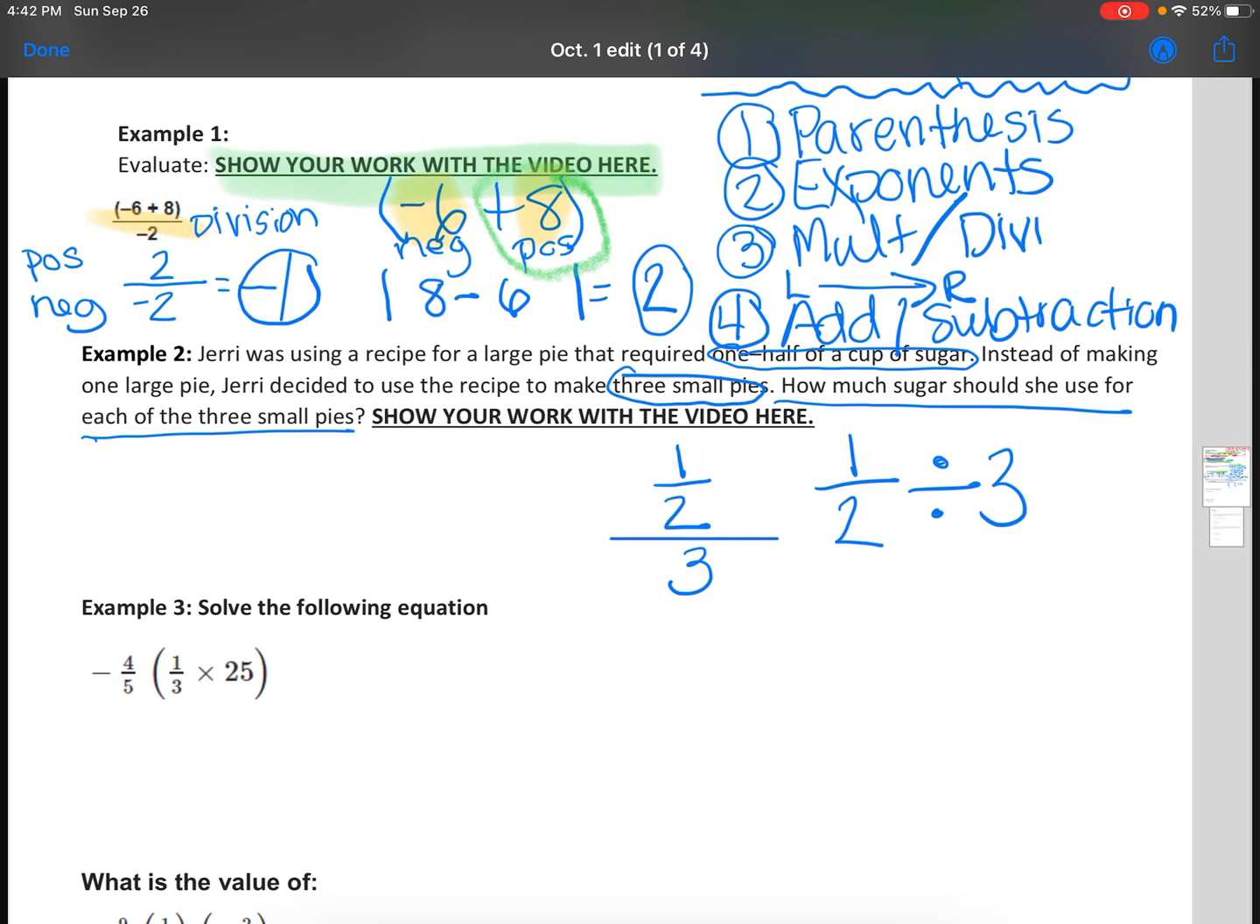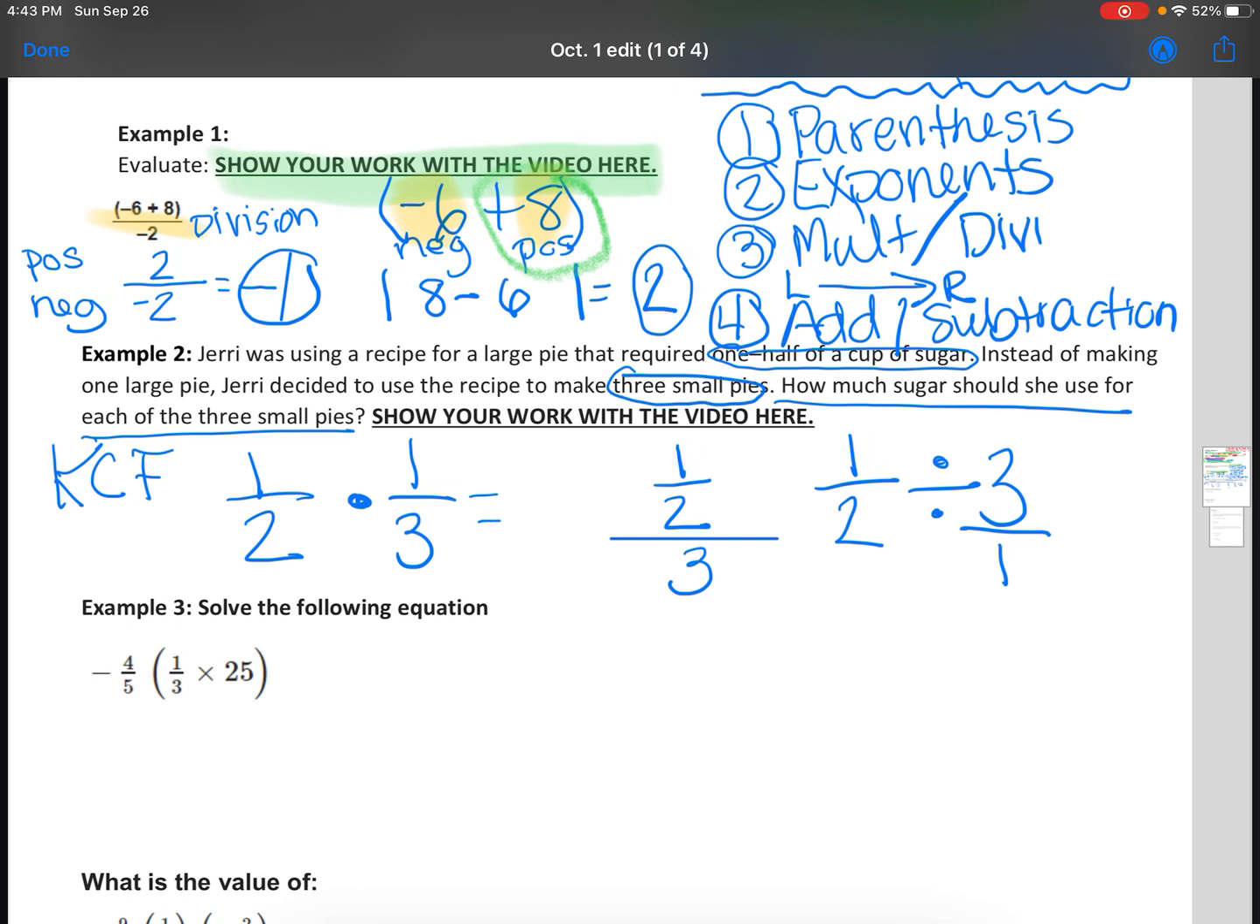Well, in division of fractions, I can make this whole number a fraction by putting it over 1. And we use keep, change, flip. Keep that first fraction the same. Change that division sign to a multiplication sign. Flip that second fraction to its reciprocal. That means I put the denominator as the numerator and the numerator as the denominator. So I get 1/3. So now I have 1/2 times 1/3.